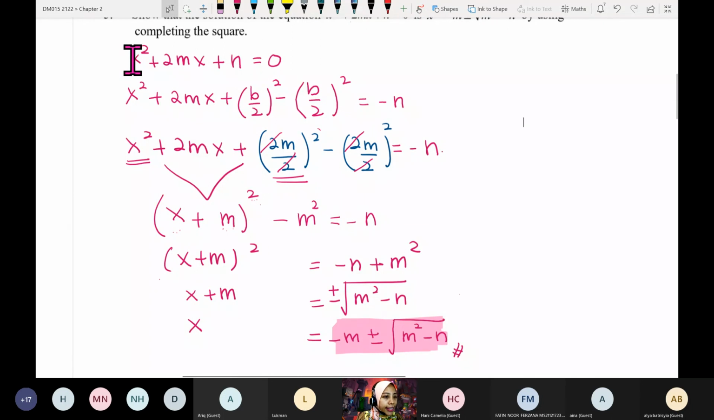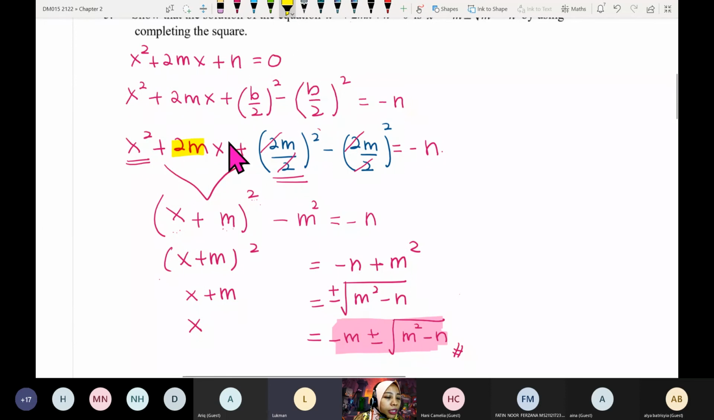Our A is 1, our B is 2M, our C is N. Okay, so x square plus 2mx salin sahaja dulu, and then B over 2, your template, square. And then minus with B over 2 square. And then equals to N, I bawa pergi belah kanan, so it become negative. So now what is our B? We are going to substitute our B. B kita apa? B kita apa dalam case ni?